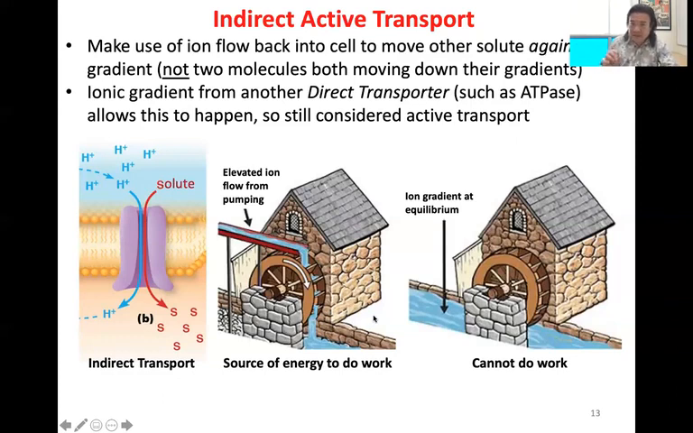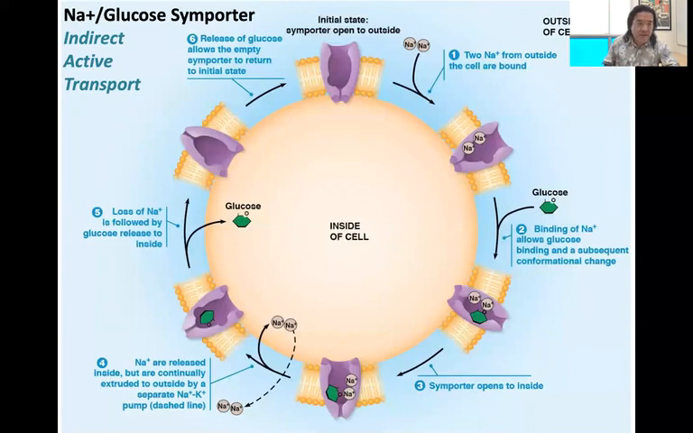Right? So that's the concept. Energy was required at some point to get the water up so that it could naturally flow down, and that energy of the water flowing down is then harnessed to do work. Right? So this is still considered active transport, just not directly. All right. So let's look at an example of one of these indirect active transporters.